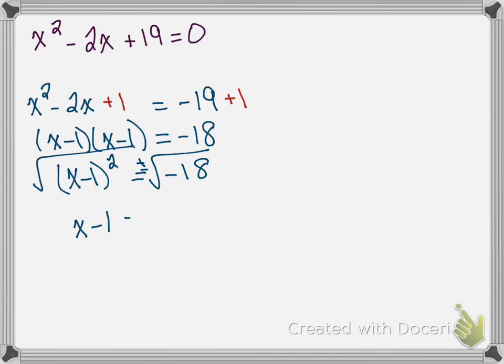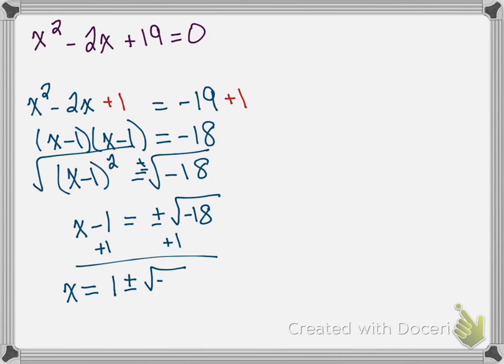Okay, now we get to use our new skills. Okay, that plus or minus the square root of negative 18. Now you could go ahead and bring the 1 over. Actually, let's do that. Let's go ahead and bring the 1 over. Okay, so I get x equals 1 plus or minus the square root of negative 18. Now we see the i there.